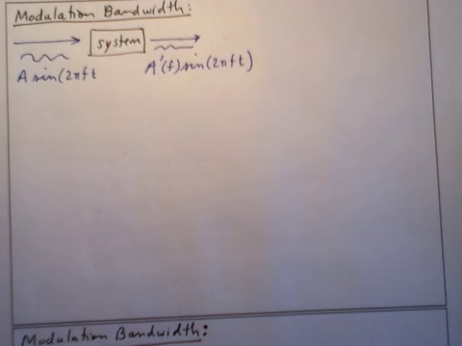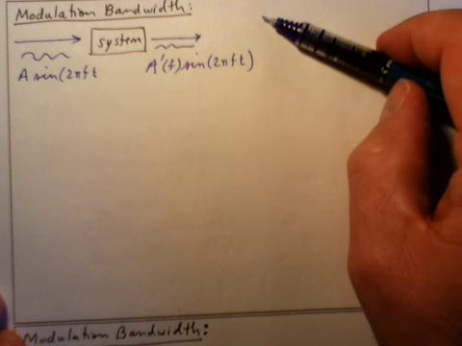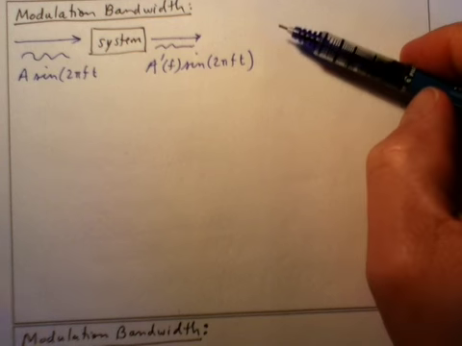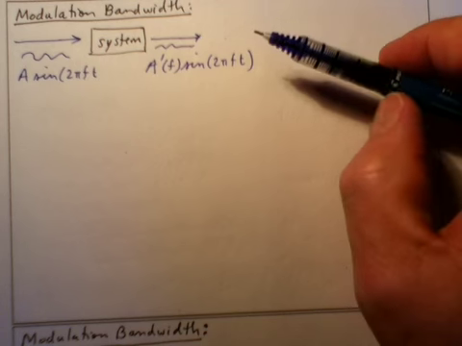Okay, I'm going to talk about a topic from Chapter 3, modulation bandwidth. And this is essentially another way of characterizing our fiber optic systems in terms of their frequency response.